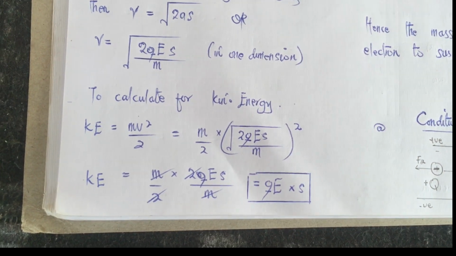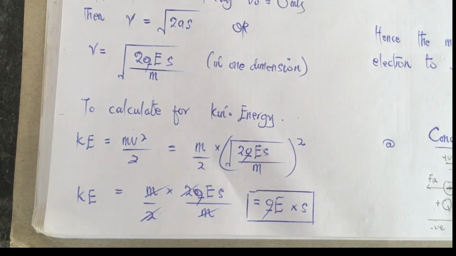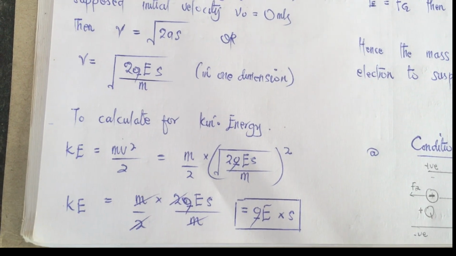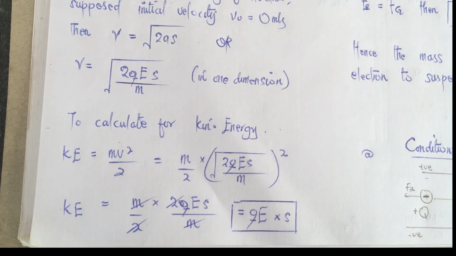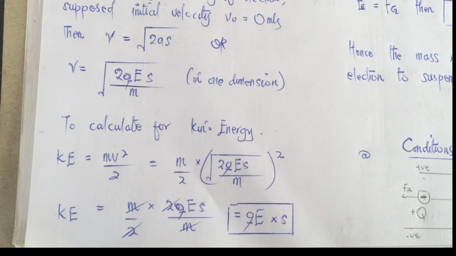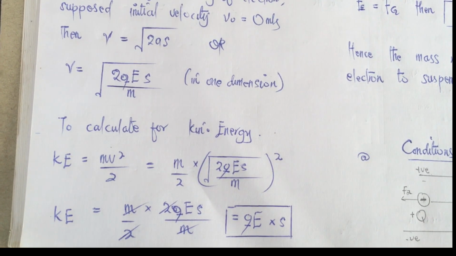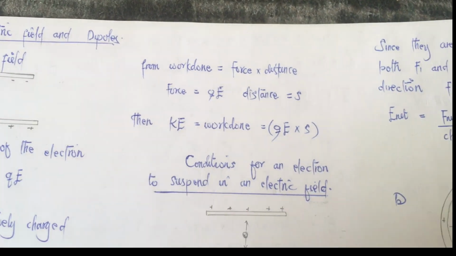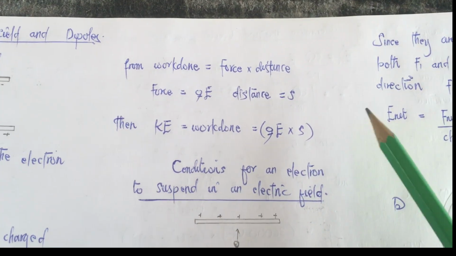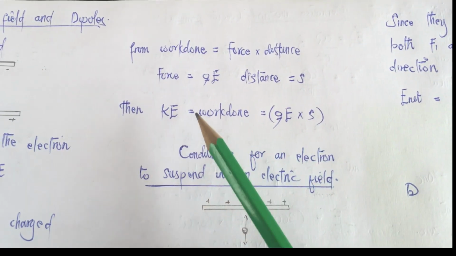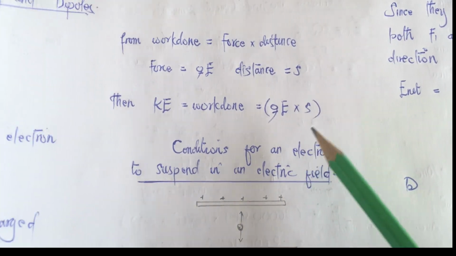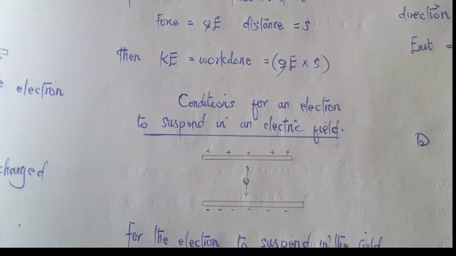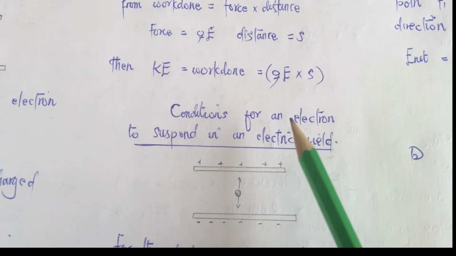Our kinetic energy is equal to what? QE times S. From our previous lesson, QE is equal to force. Force times distance will give you work done. That's why we can say that change in kinetic energy is equal to work done. Everything applies here. So now, work done is equal to force times distance. Our force is QE, as I said earlier, and our distance is s. So our kinetic energy is equal to work done, which is equal to QE times S.